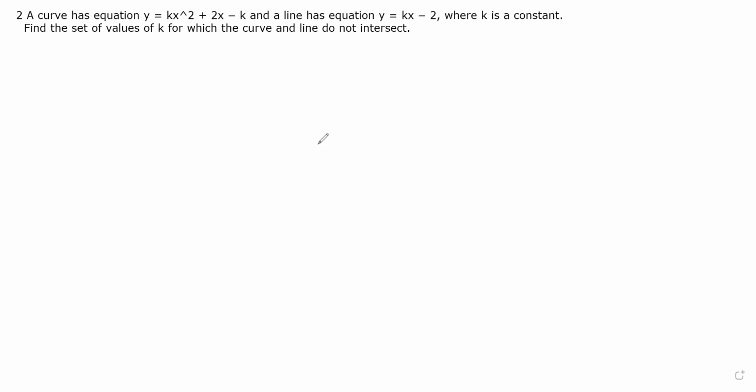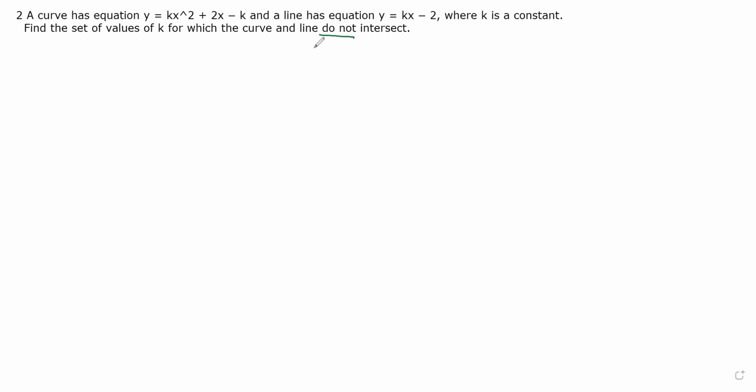A quadratic is given by the equation y equals kx squared plus 2x minus k, and a line by the equation y equals kx minus 2. k is a constant. We need to find the set of values of k for which the curve and the line do not intersect. You have a quadratic and a linear. This is a linear and quadratic system.